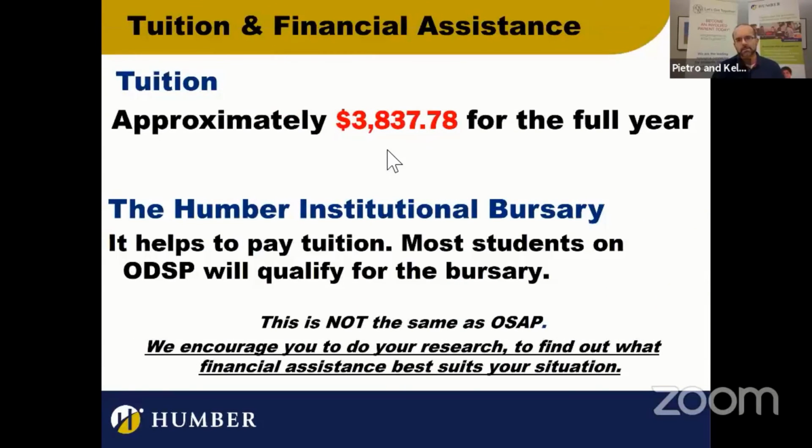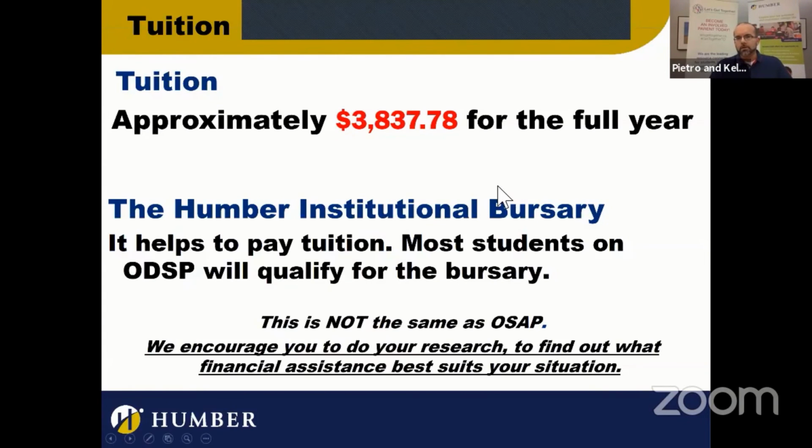Tuition and financial assistance. This is something that does come up quite often, is how much is it going to cost? So we provided an example for the full year. For example, this year it was $3,837.78. There's the Humber Institutional Bursary, which students can apply for. It does help pay with tuition. Most students on ODSP will qualify for that bursary. Just to note, it's not the same as OSAP. We do get some questions about that. We encourage you to do the research to find out what financial assistance best suits your situation. So again, for the families, you can help your son or daughter do that.